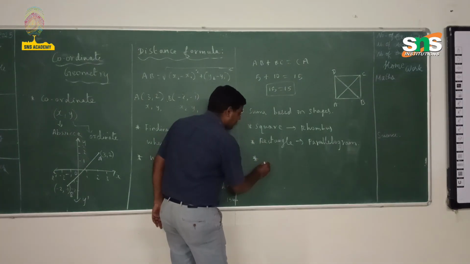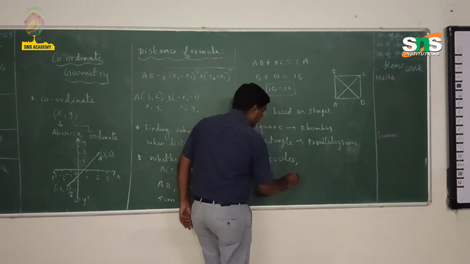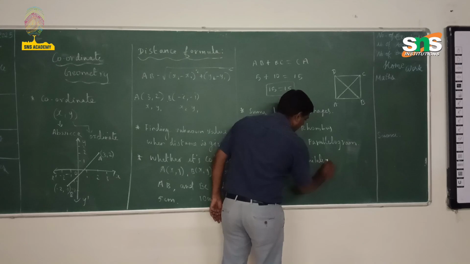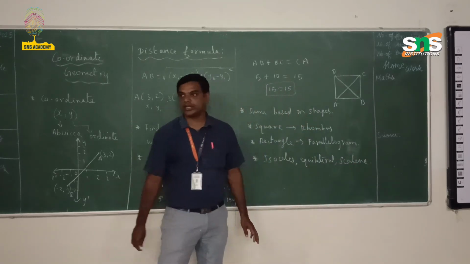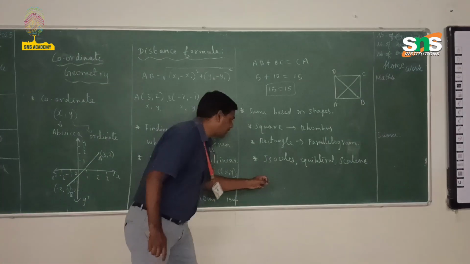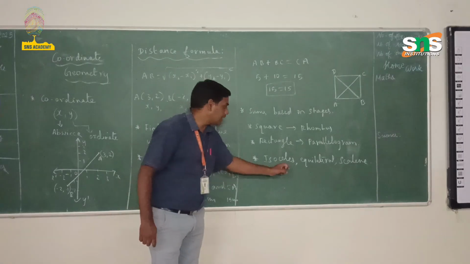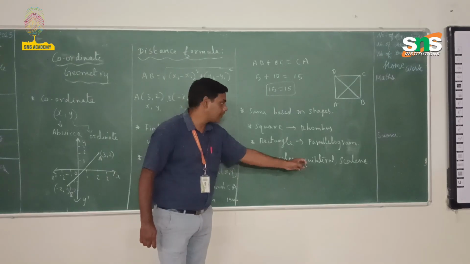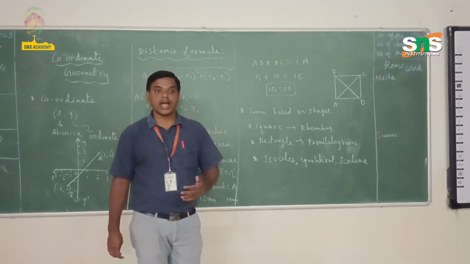Based on triangles, what are the types of triangles there? Isosceles, equilateral, and scalene. So these are the 3 types. They will give 3 coordinates. If any 2 values are equal, then we can say this is an isosceles triangle. If all the values are equal, that triangle is an equilateral triangle. The last one is scalene, where all the values are different.